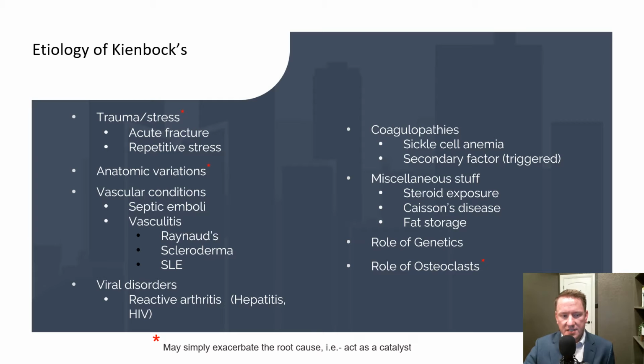Here you can see just some of the proposed etiologies for Kienbock's disease, ranging from traumatic causes to anatomic variations, vascular conditions, as well as different coagulopathies and other miscellaneous conditions. And we're finding out that medications, genetics, and the role of osteoclasts may not only be etiologic factors, but may exacerbate the root cause or act as a catalyst for the development of lunate osteonecrosis.